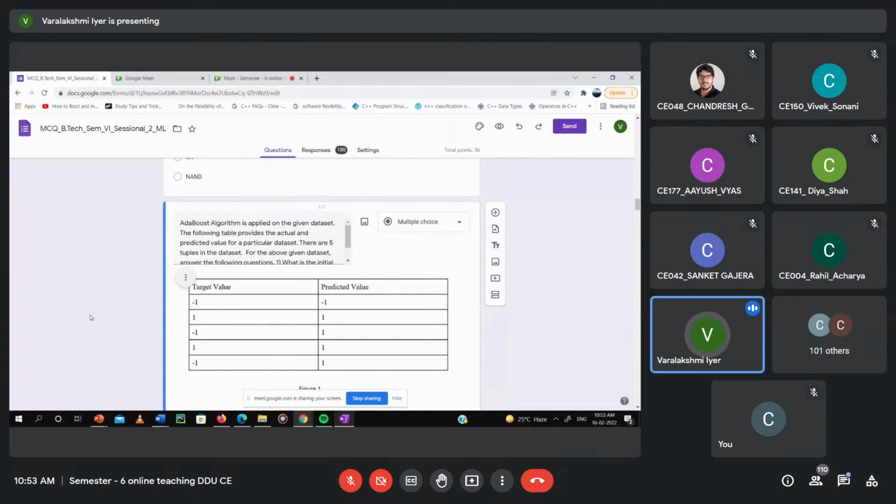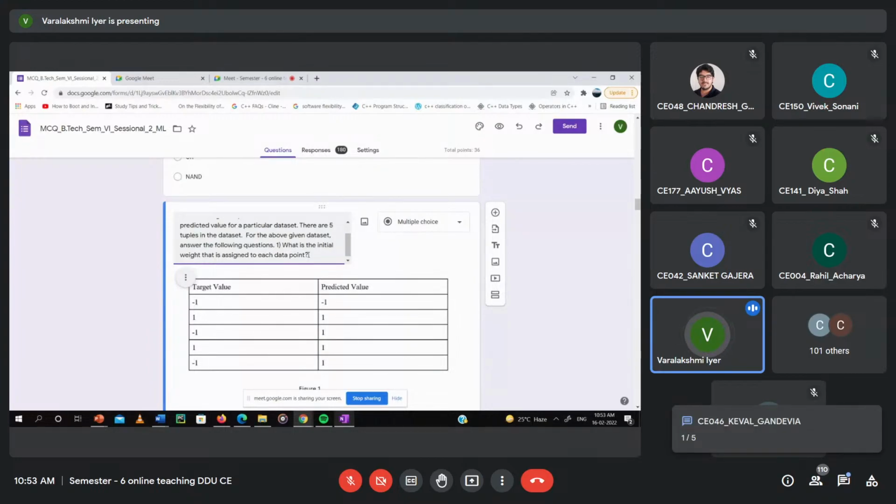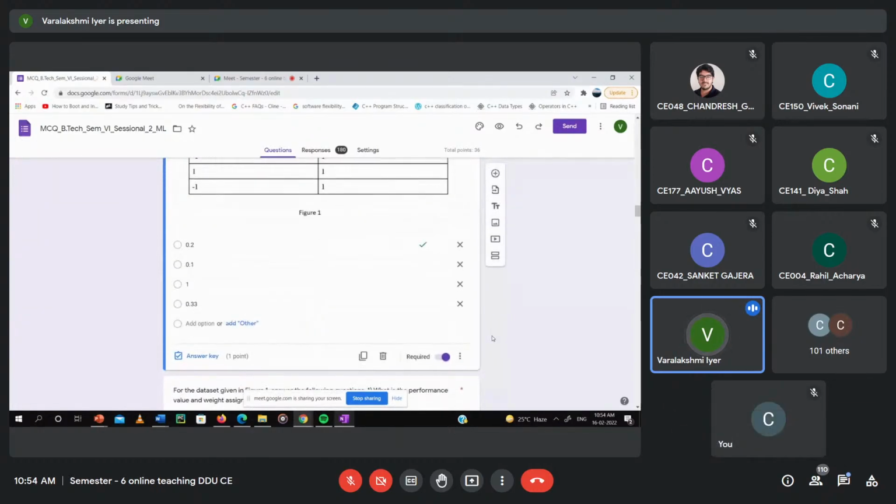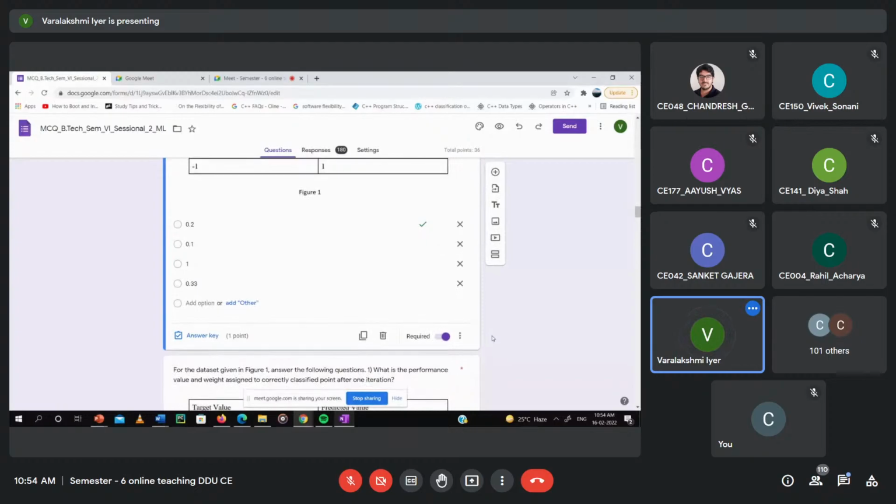So in this, what we are asked is, for the given data set, what is the initial weight value that is assigned to all the data points. So in the AdaBoost algorithm, the initial weight is 1 by 5, which is 0.2. Since we have 5 data samples here, the initial weight assigned is 0.2 to all the data samples, right? Okay.